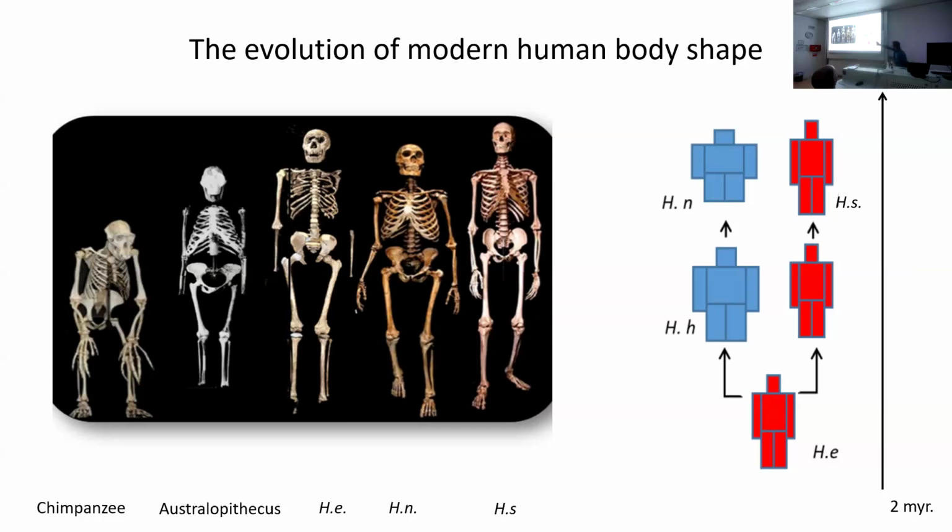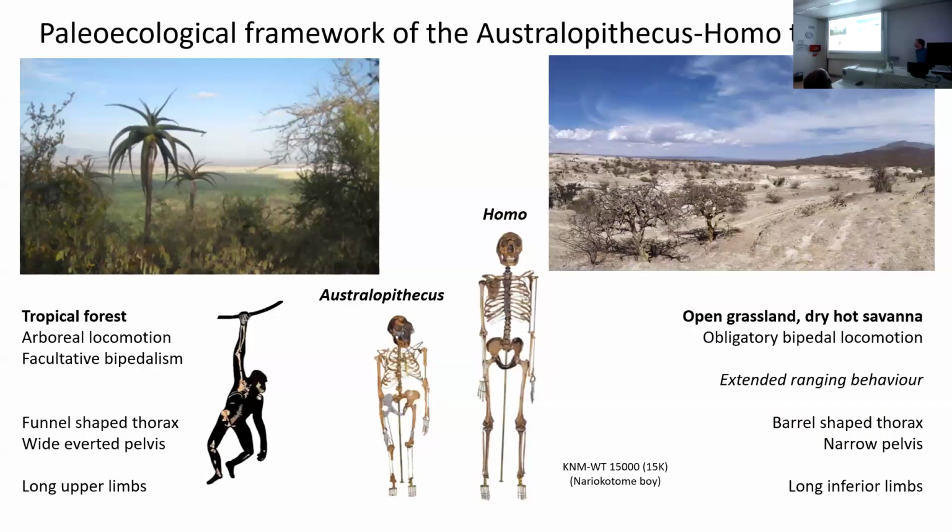You can see how this differs from other representations of body reconstructions, and the adaptive background of the appearance of this body shape is related to a paleoecological change from tropical forests, which was the preferred habitat of Australopithecus, to open grassland and dry hot savanna, which is supposed to be the new habitat of the genus Homo. And you can see here that these landscapes also somehow demand different body adaptations.